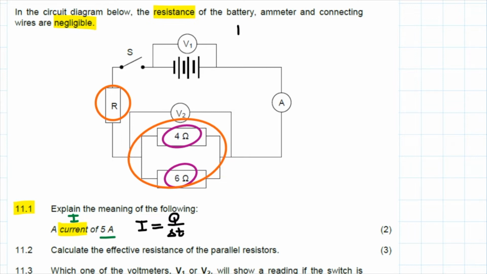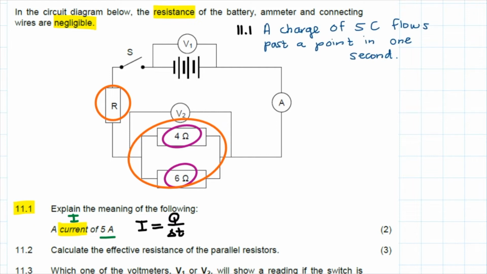Therefore, to answer question 11.1, we can say a charge of 5 coulomb flows past a point in 1 second. So remember, current is charge per second, and that is why we say 5 amperes is 5 coulomb in 1 second. All right, that is going to give you 2 marks for your statement.